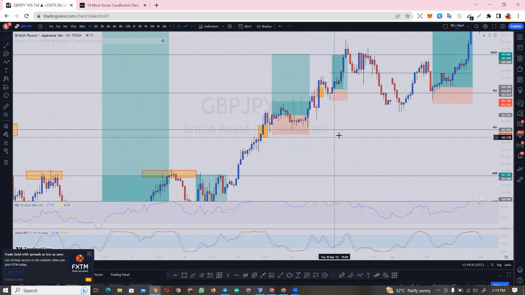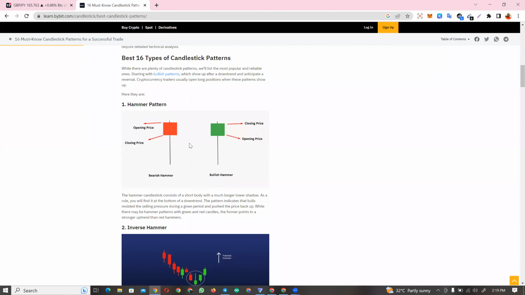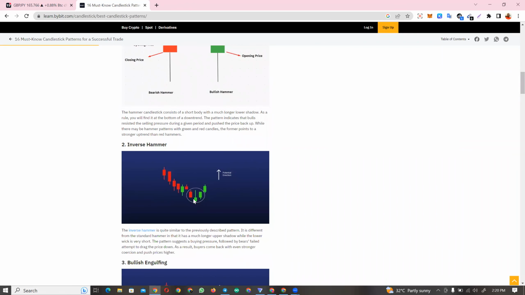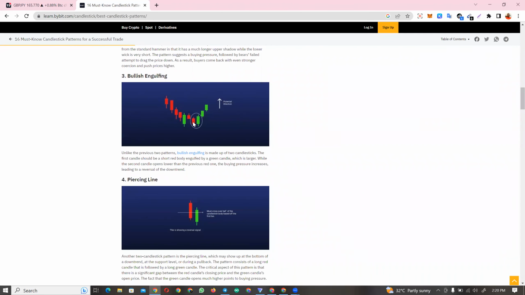Let me show you another one. This one happened yesterday. This is a hammer candle. Market moved up. Can you see? It's a very wonderful hammer candle. So this hammer candle is very valid. It's always valid. Inverse hammer, if a reverse hammer happened, I don't normally see it. I just want to focus on what I have seen, which is engulfing.